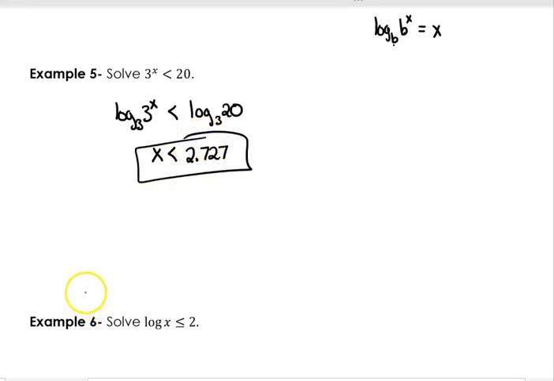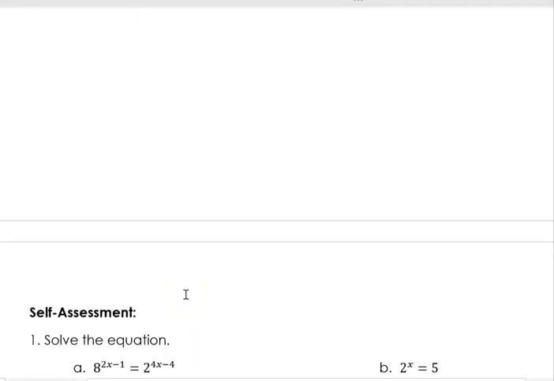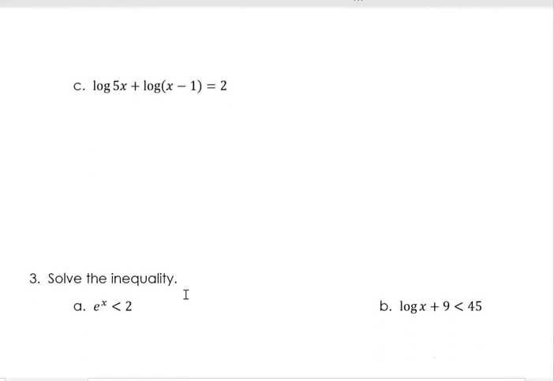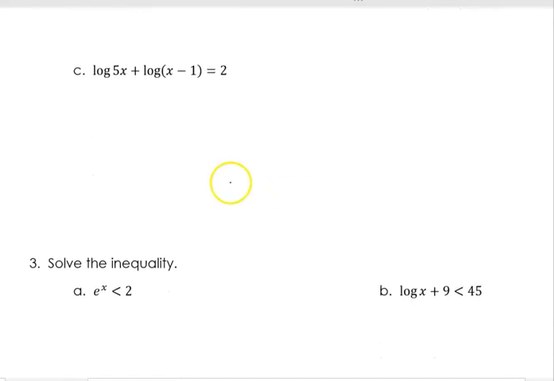And that's my answer. Okay, before we go any farther, let's go ahead real quick and just take a look on the self-assessment. Let's practice those two real quick. So on number 2C, they are two separate logs. So first we want to combine them.